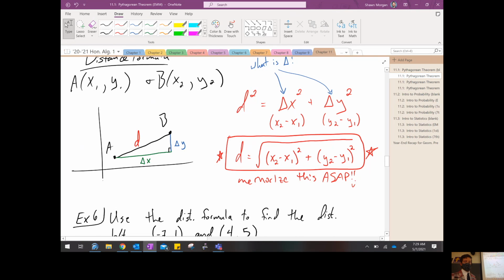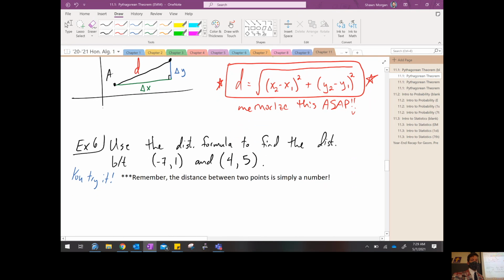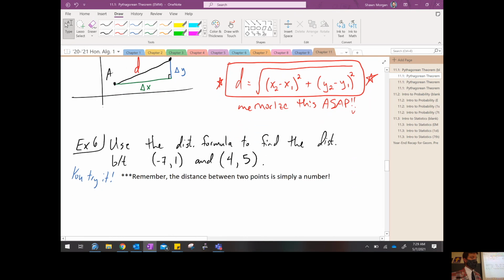Hey, let's use this distance formula. I'll give you your first example of using the distance formula to find the distance between these two points. Now, remember that the distance between two points is simply a number. So you're going to tell me, Grove's going to say like 7, or whatever that number is. So your answer should be just a number, okay? I want you guys to try that one out.